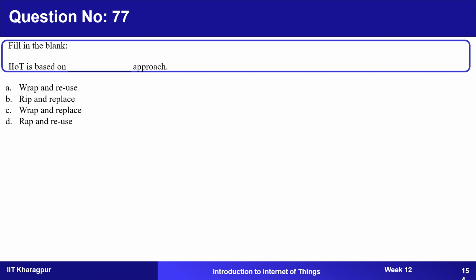Next question, fill in the blank. IIoT is based on blank approach. Options are wrap and reuse, rip and replace, wrap and replace, wrap and reuse. This is A, ma'am. This is a repetitive question. Right, wrap and reuse is correct.